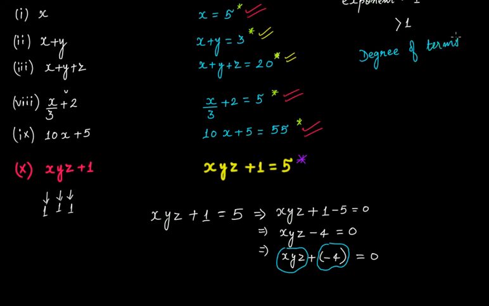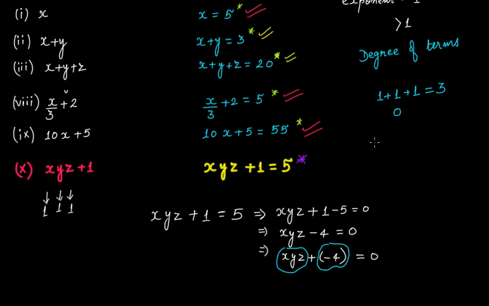Degree of terms. In this case, the degree of this term becomes 3 because x has the exponent 1, y has the exponent 1, z has the exponent 1. Therefore, the degree of this term becomes 3, right? What about this minus 4? We know that minus 4 is a constant, and for the constant term the degree is 0.